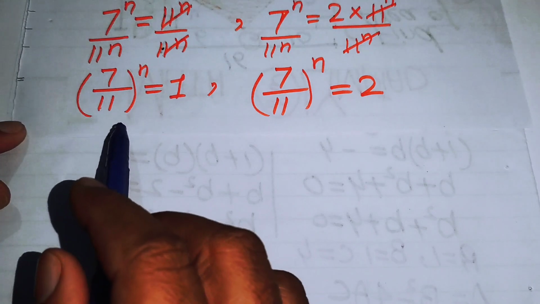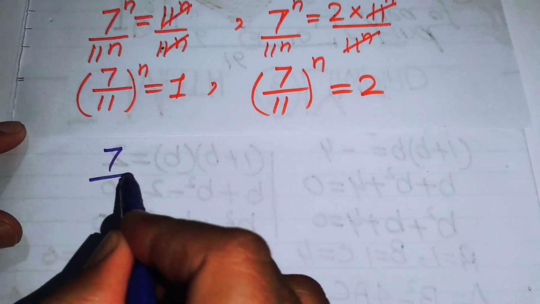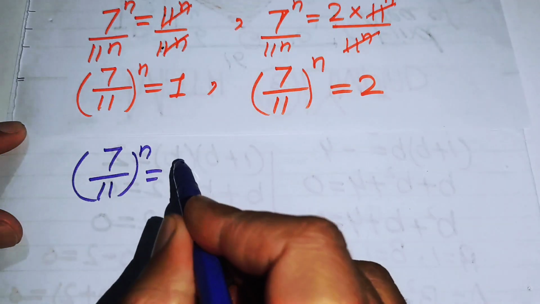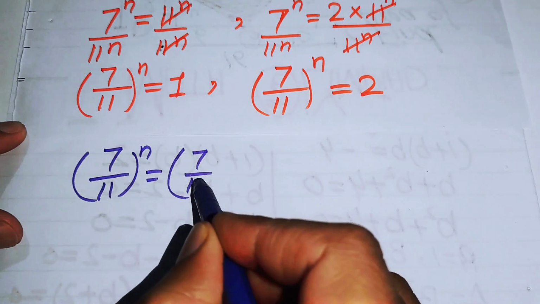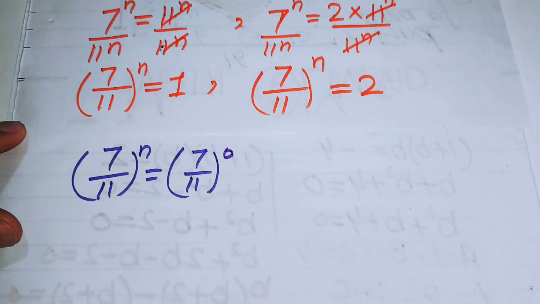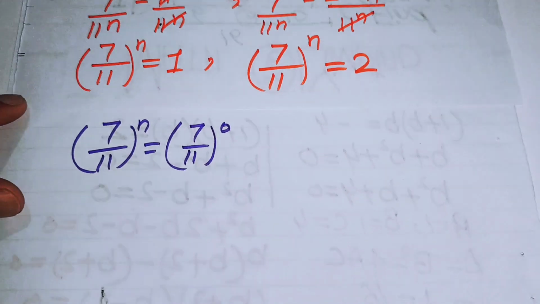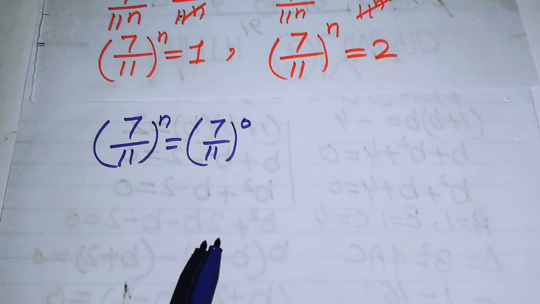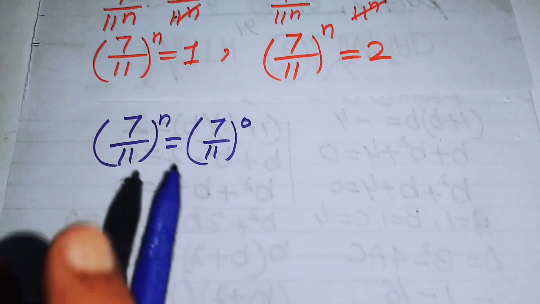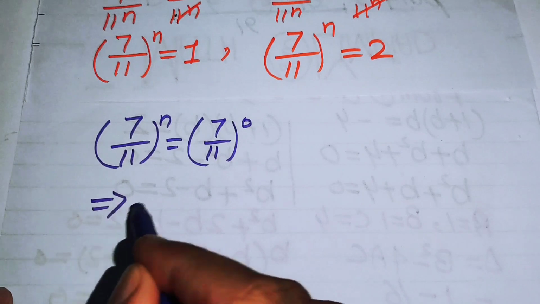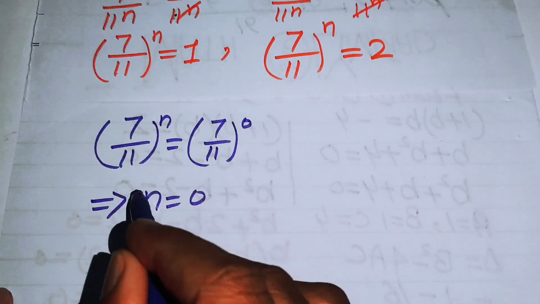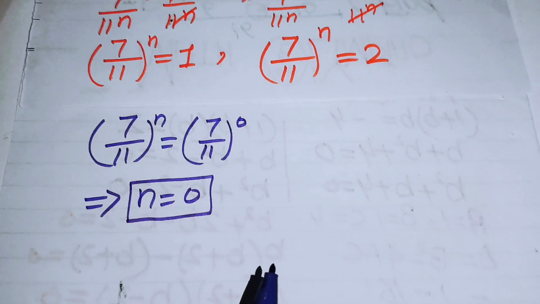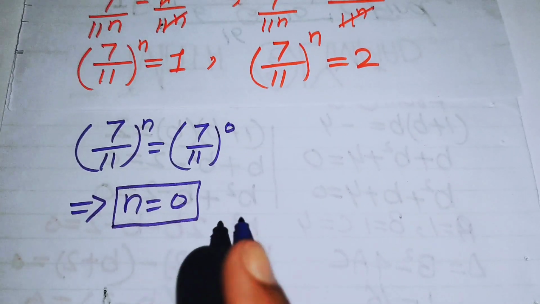And now in this case we have 7 over 11 whole power n, and we write this one as 7 over 11 whole power 0. So here you see that the bases on both of the sides are the same, so we will equate the exponents, and in this case you will get the value of n equals 0. So this is our first solution of this problem, and now in order to find the other solutions we move towards this equation.